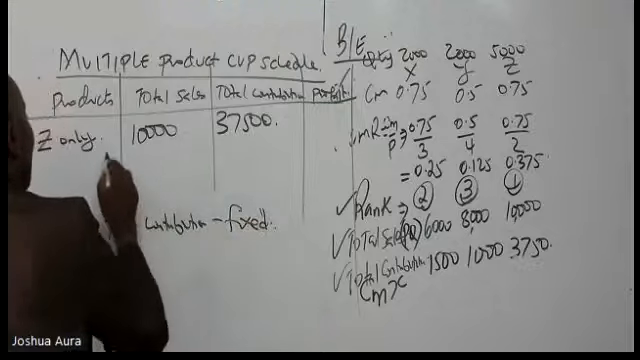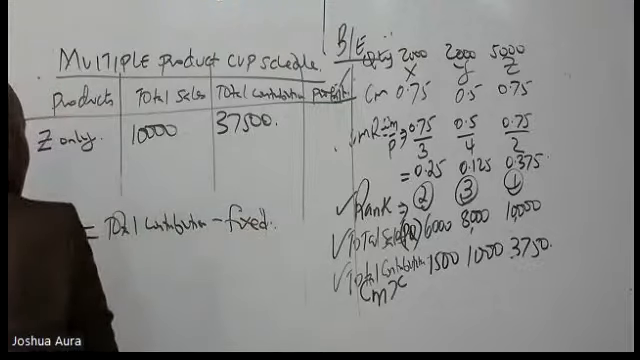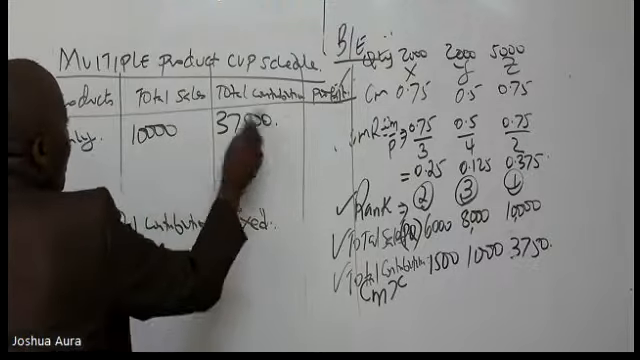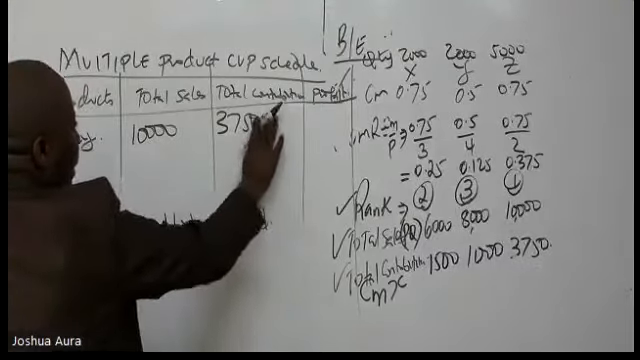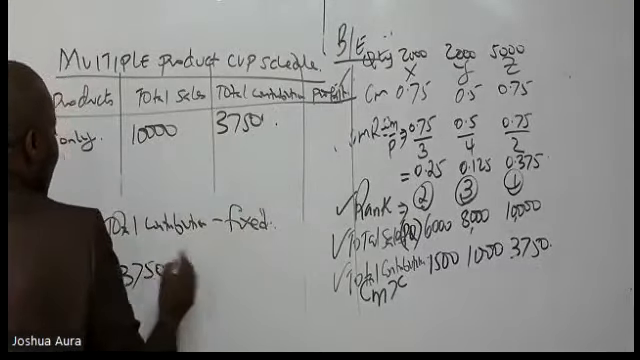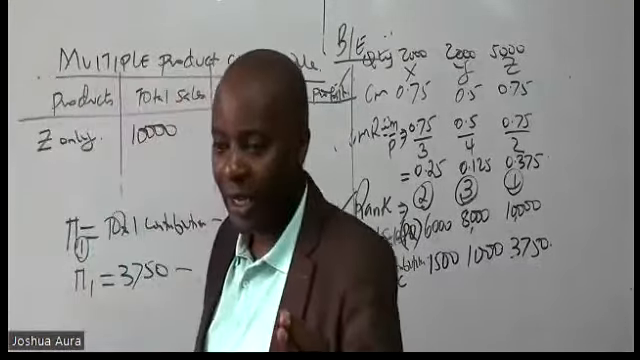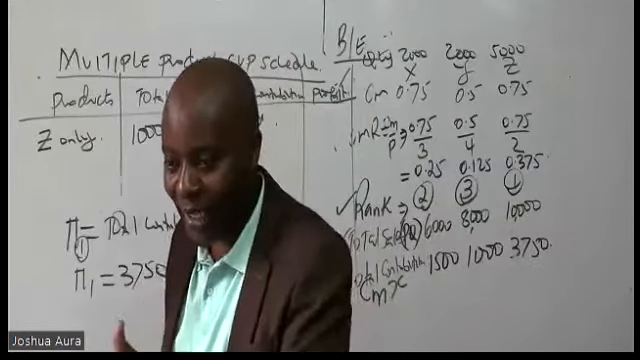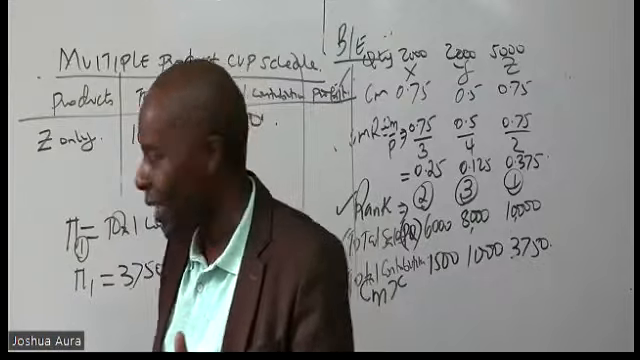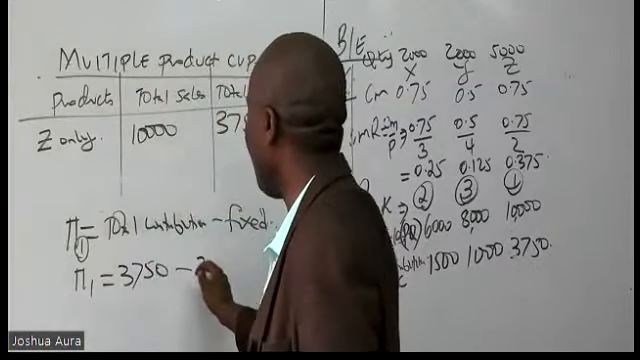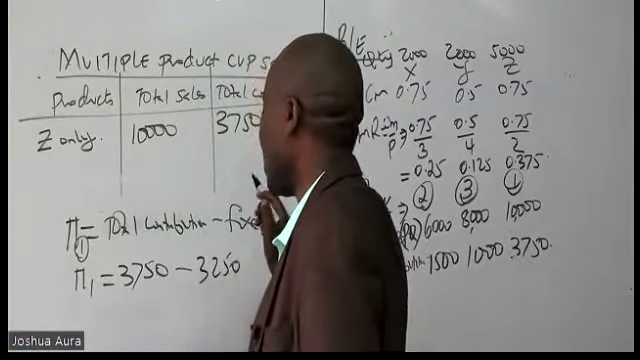So in this particular case, the first working year, the first profit will be total contribution, which is 3,750, minus the firm's fixed cost. Yes, I was wrong there. The firm's fixed cost is 3,250, isn't it?